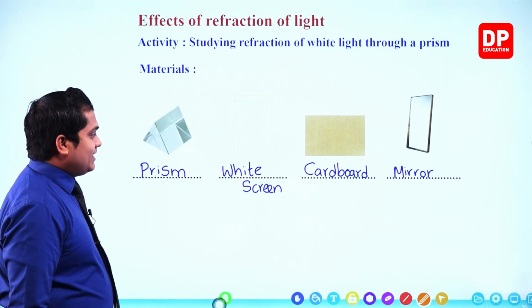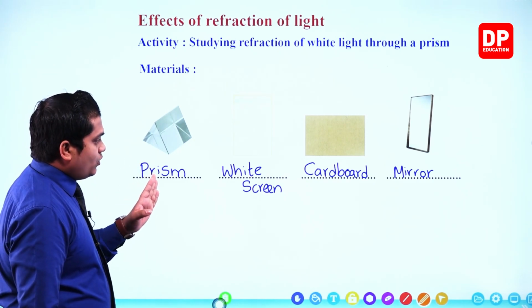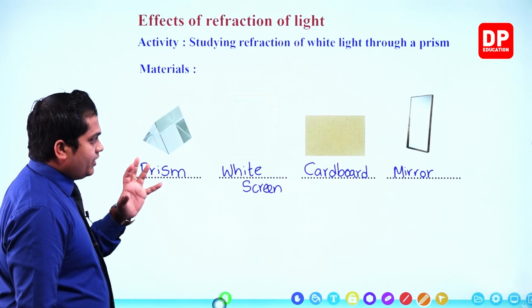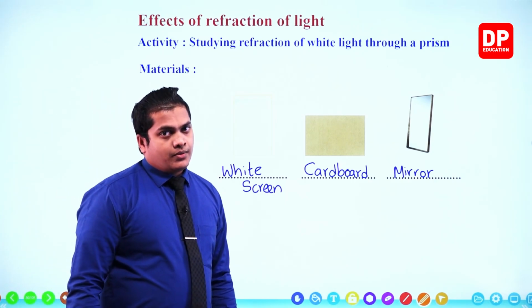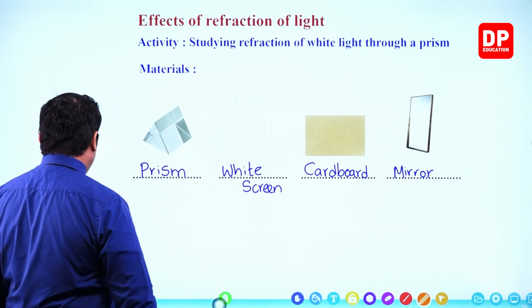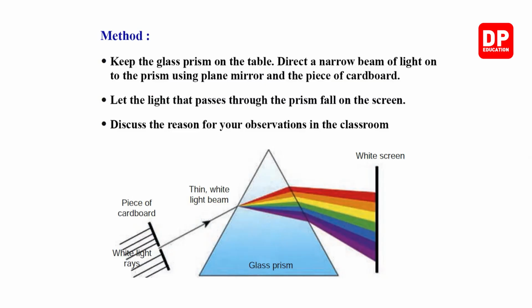So these are the materials that we need, my dear children. We'll be needing a prism, a white screen, a cardboard, and a mirror, right? Then let's head on to see the method of the activity. Right then, here is the given method.